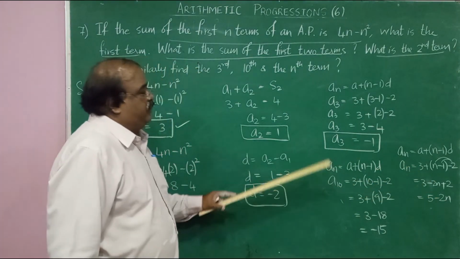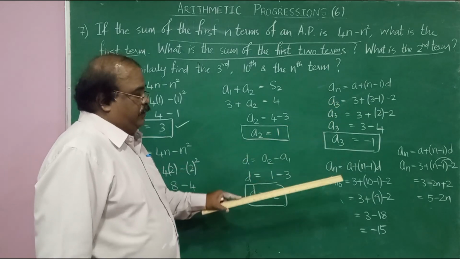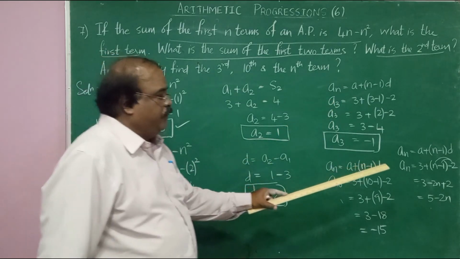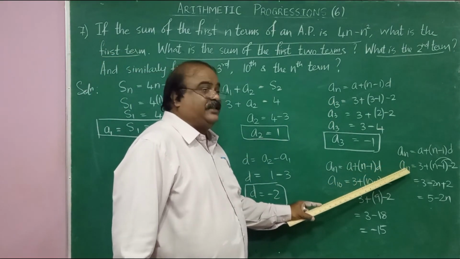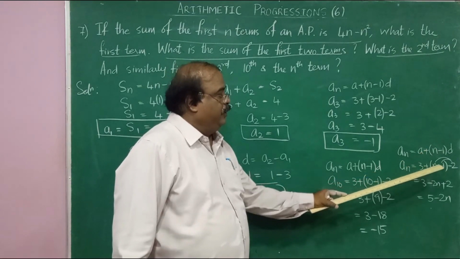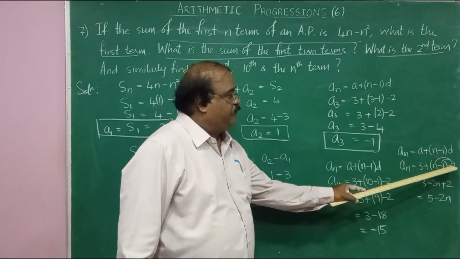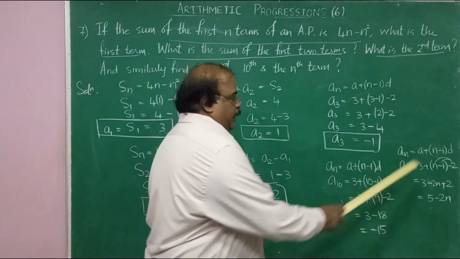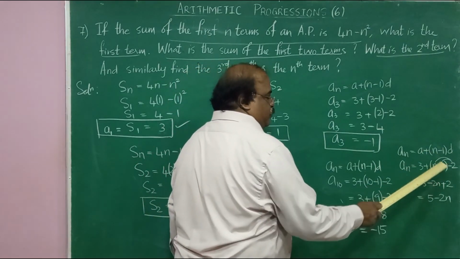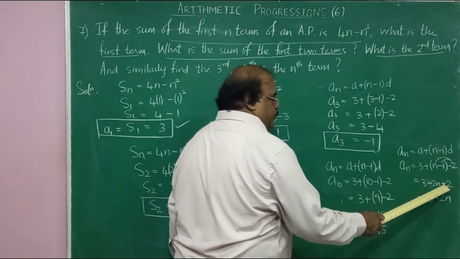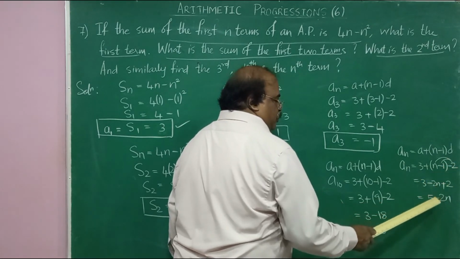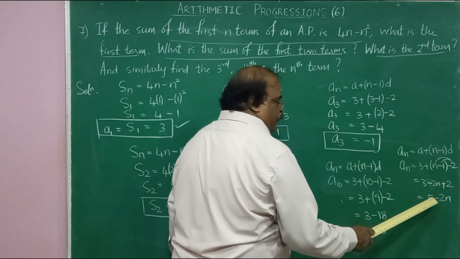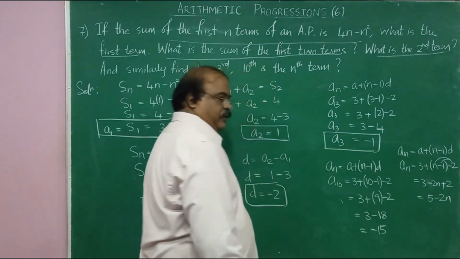Here I asked you for the third term. Here I asked you for the 10th term. And here I asked you for the nth term. So keep n as n only. So 3 plus of n minus 1 into d. 3, n into minus 2, minus 2n. Minus into minus plus 1 into 2, 2. So you get 3 plus 2, 5 minus 2n.